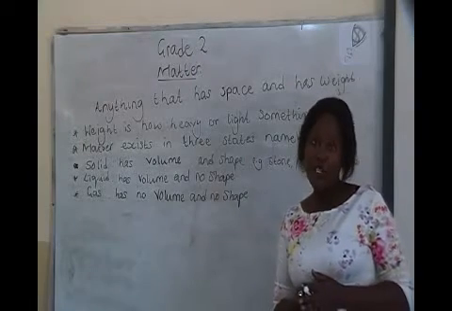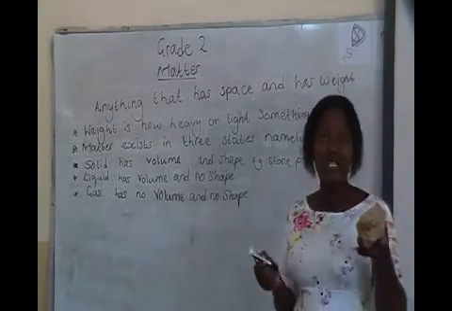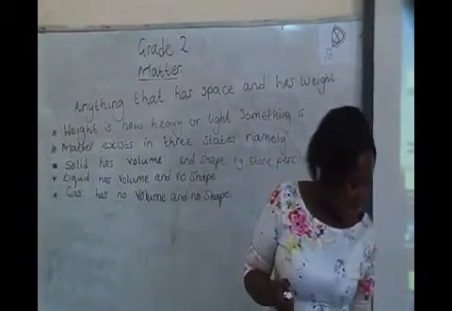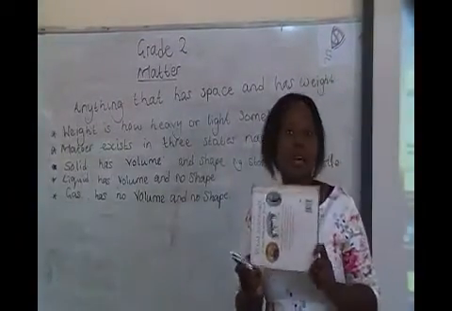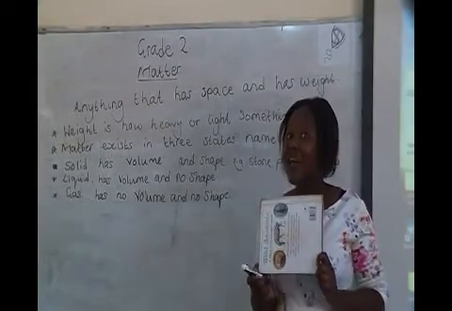Alright? So I'm going to give you examples of solids. I'll start with this stone. It has got a volume and has got shape. Next, I'm going to give you this book. This book is an example of a solid because it has a shape and it has a volume.